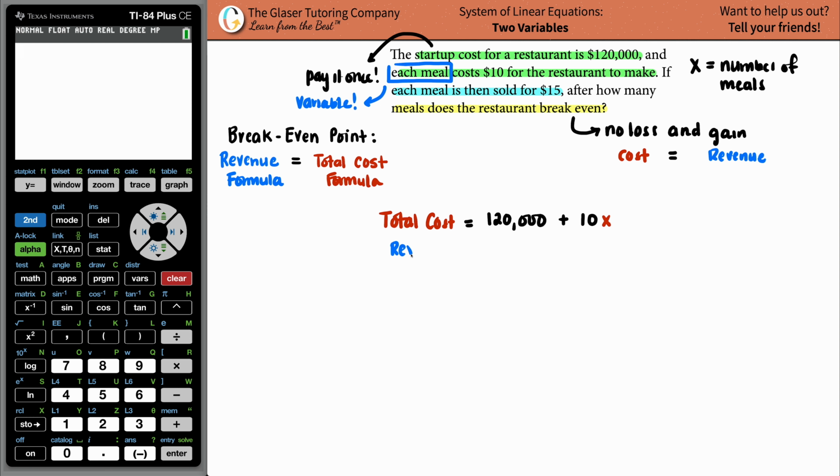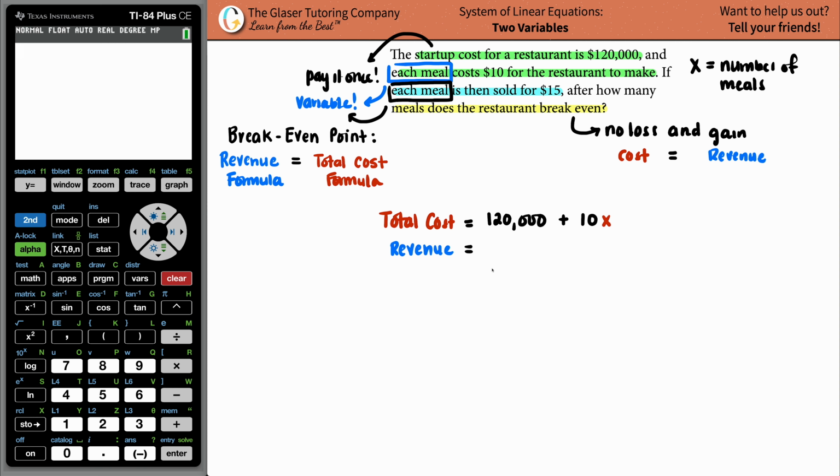Okay, so revenue equals... Let's see, let's read that sentence. It says, if each meal, there it is again, and it depends on how much the meals are. So it's a variable, that's going to be your X value. Each meal is then sold for $15.